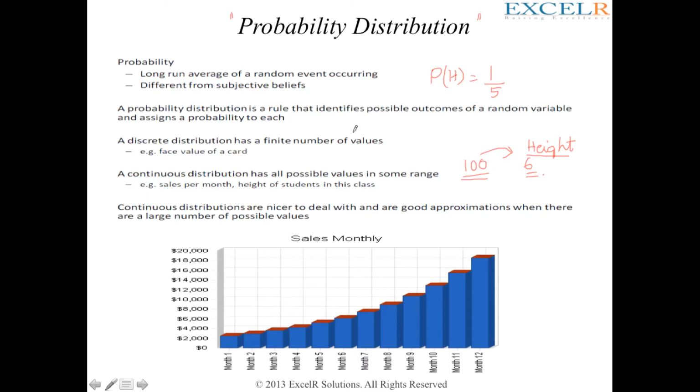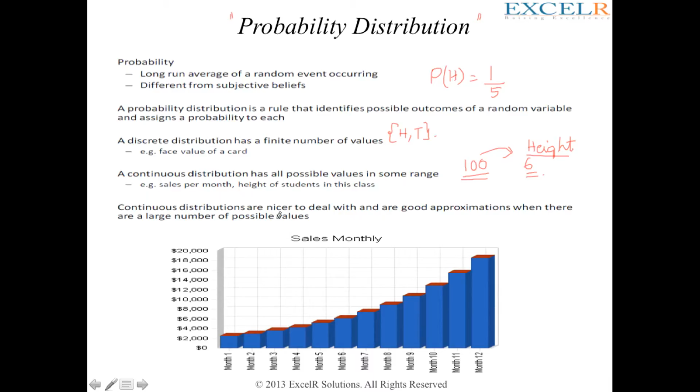Whereas, if you're looking into whether the output is going to be a head or a tail, then you have only a finite number of values possible, and those finite values are either a head or a tail. These two are discrete events. Hence, the underlying probability distribution would be called a discrete probability distribution.